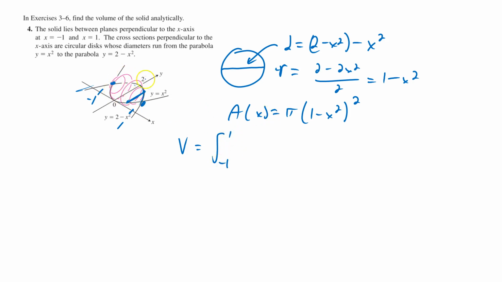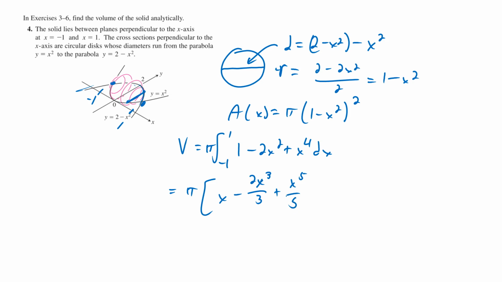because every single one of those x values will have a different area. We're going to add all those together. So I'm going to pull the pi out front. And 1 minus x squared squared, I'm going to expand that out. So that's 1 minus 2x squared plus x to the 4th dx. So now we do some algebra. Pi times, so this is x minus 2x cubed over 3 plus x to the 5th over 5. And that's from -1 to 1.